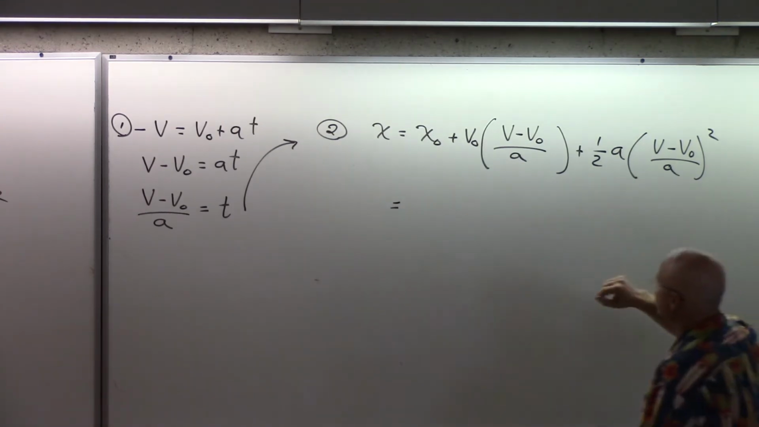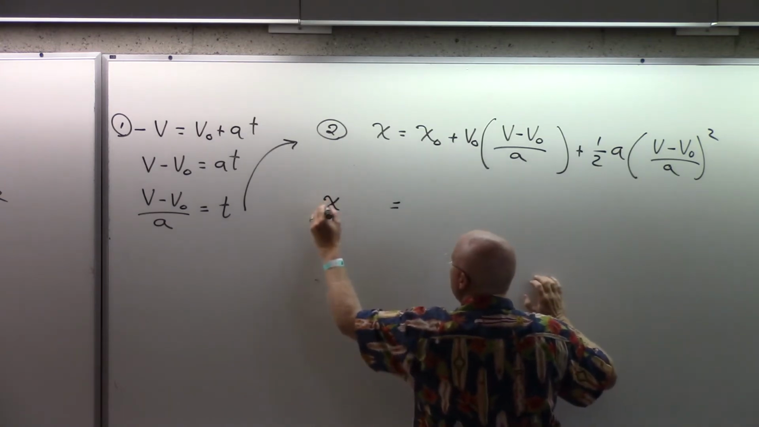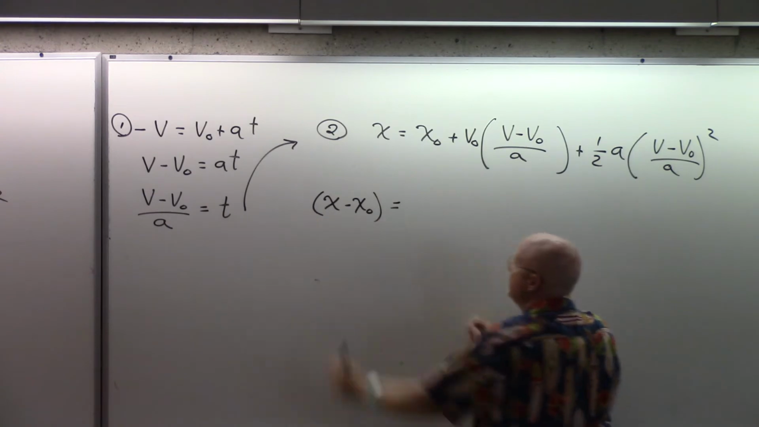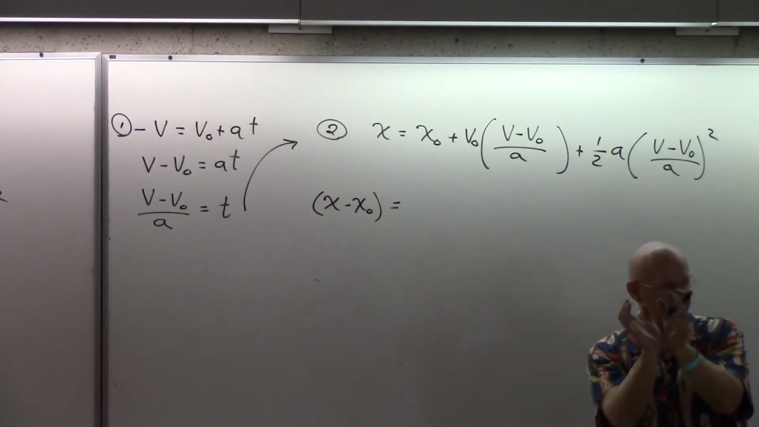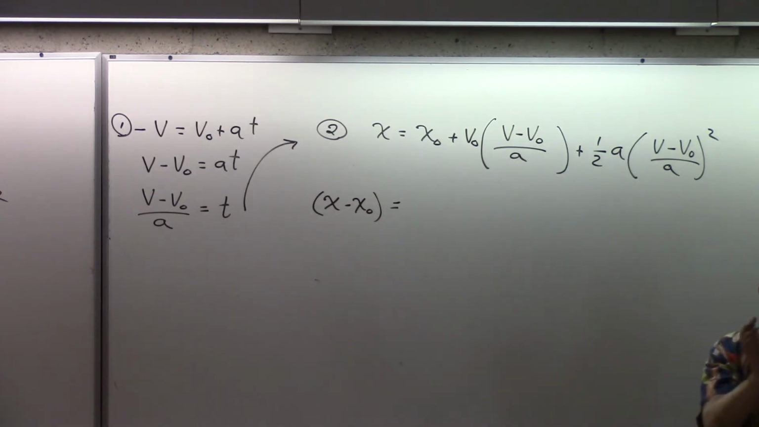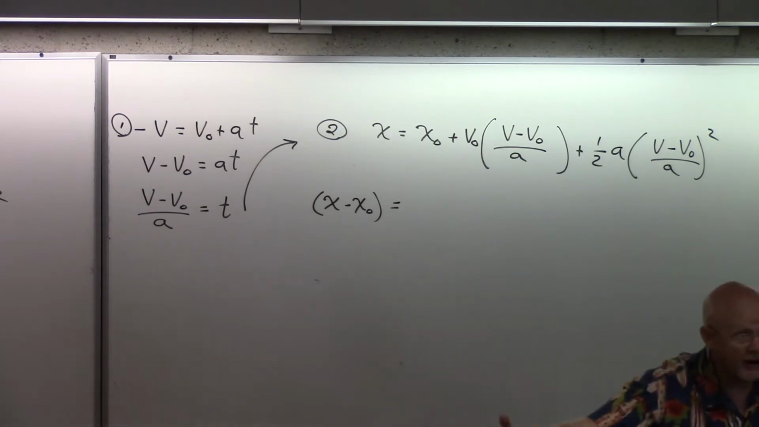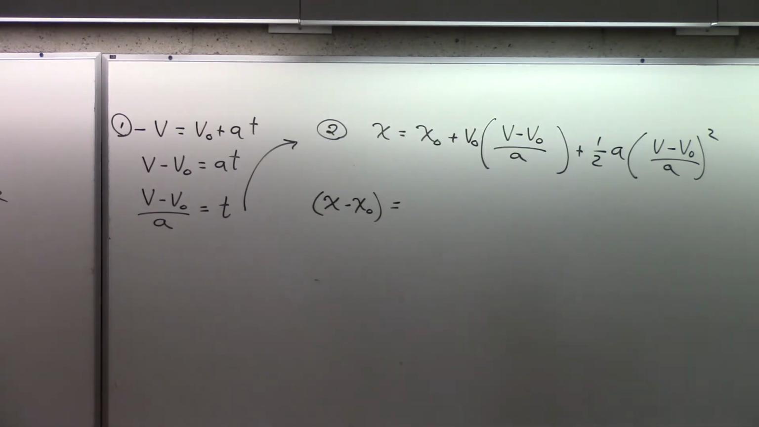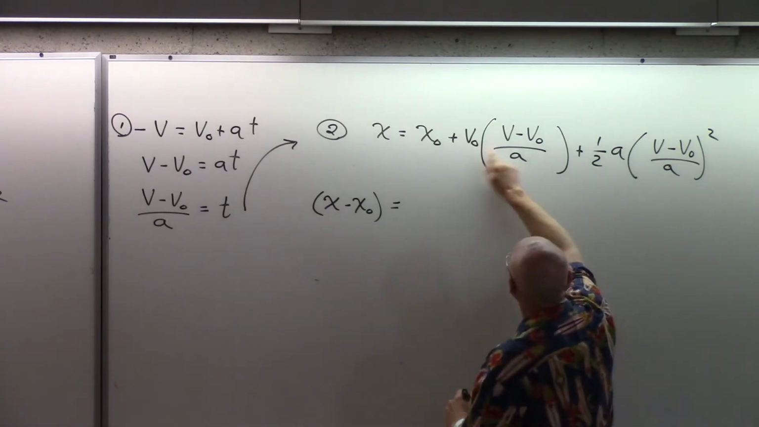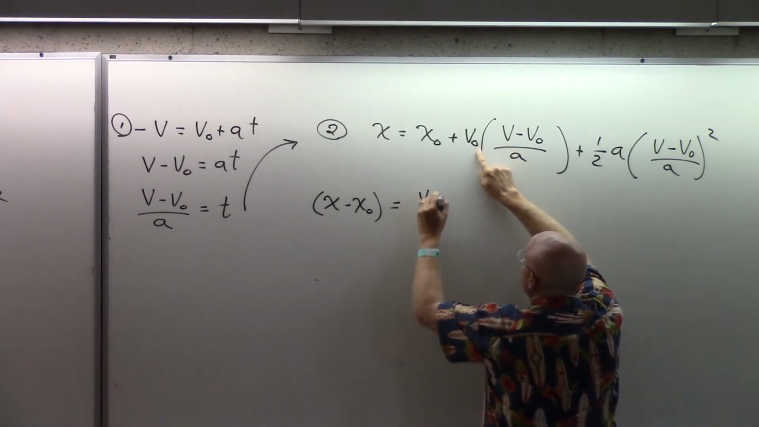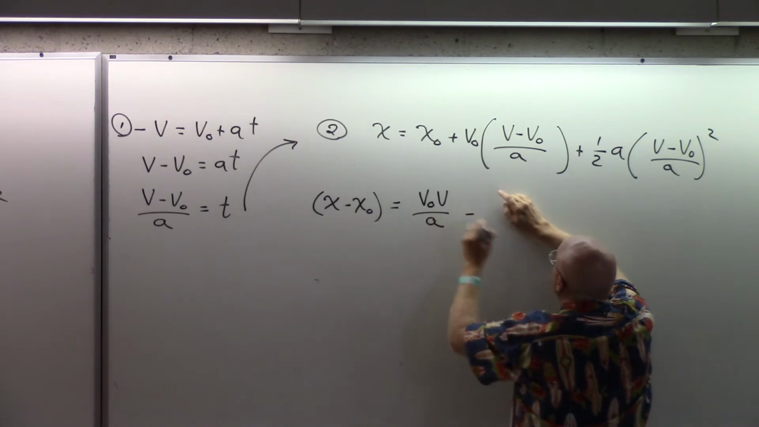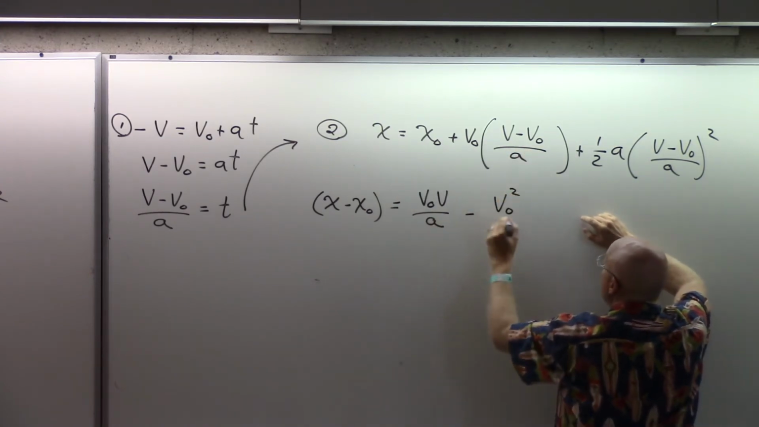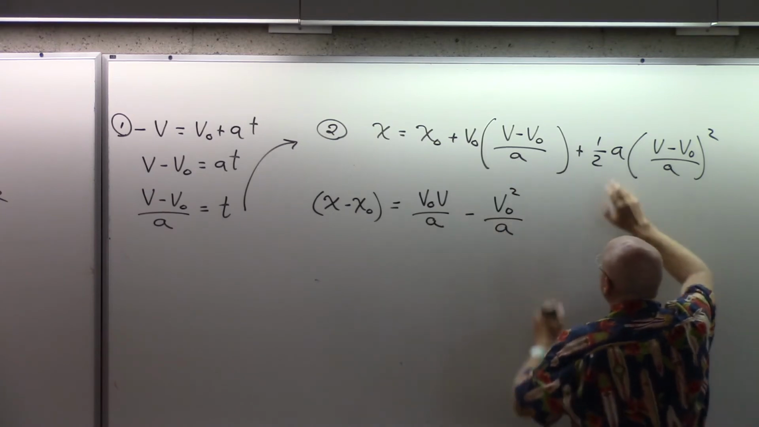All right, so let's simplify this a little bit. I will start by moving x naught to this side so that those are kind of grouped together. I'll think of those as one variable. How far did it go? And that's kind of my question. Where is it? How far does it go when it's going at a speed of 100? Okay. Then I'll multiply these out, so this will be v naught times v over a, and this will then be v naught squared over a.